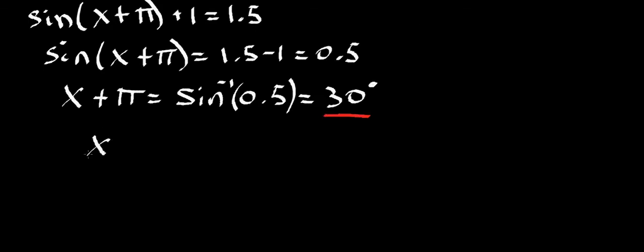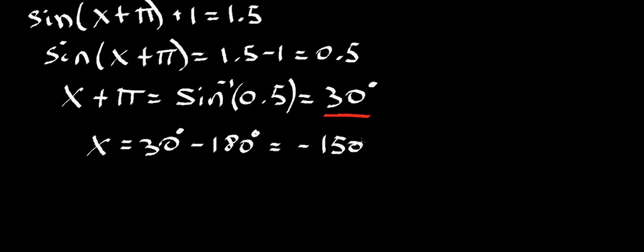In this case, we continue here. X is equal to 30. Now 30 is in degrees, pi is in radians. I need to change the pi to degrees, 180. So we get minus 150 degrees, which is the same as 210 degrees in positive terms.